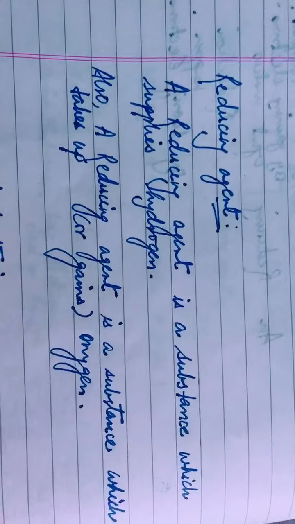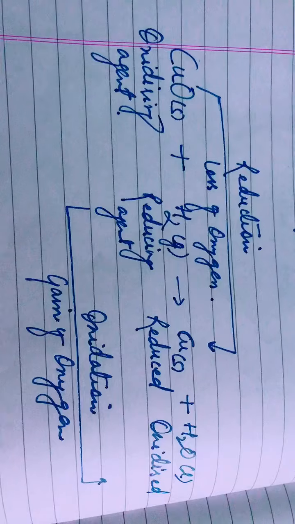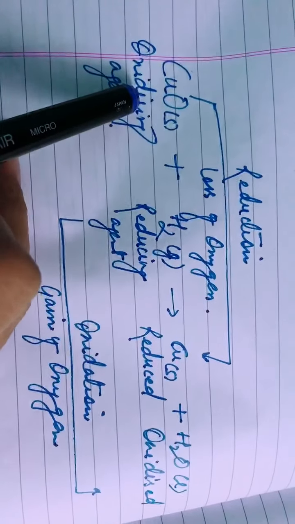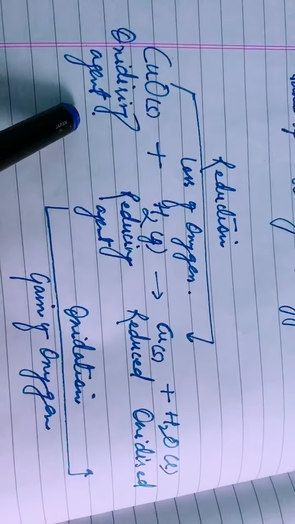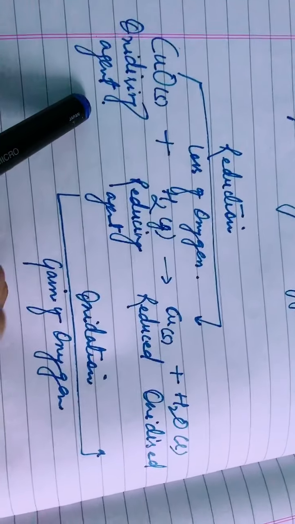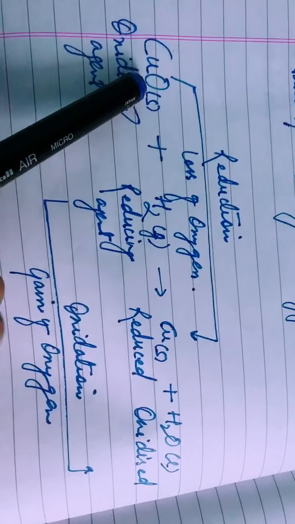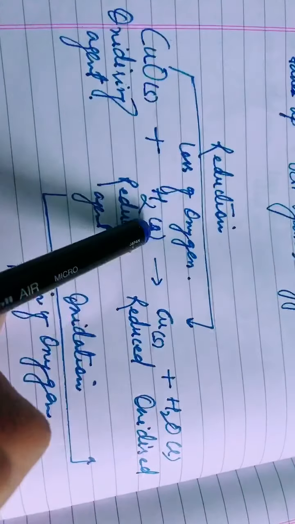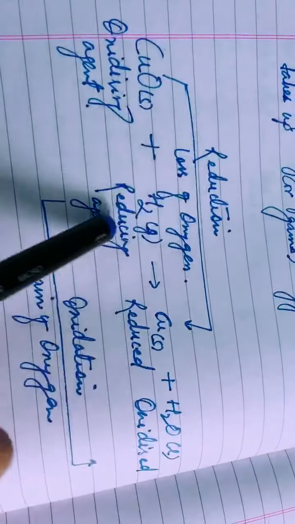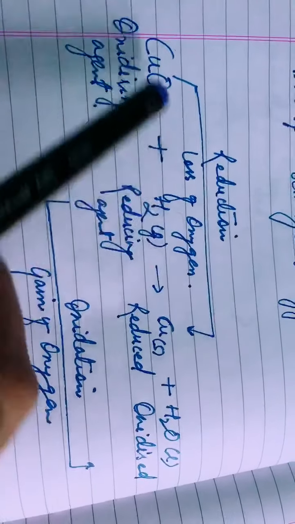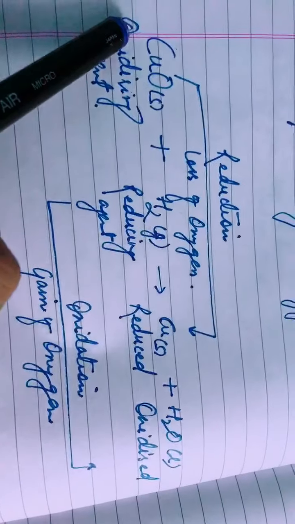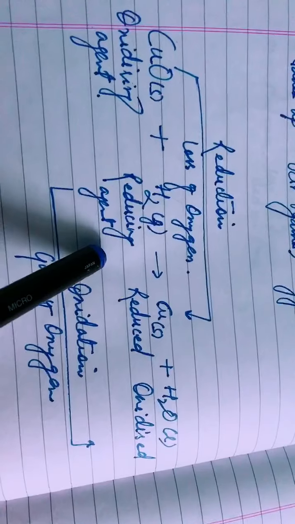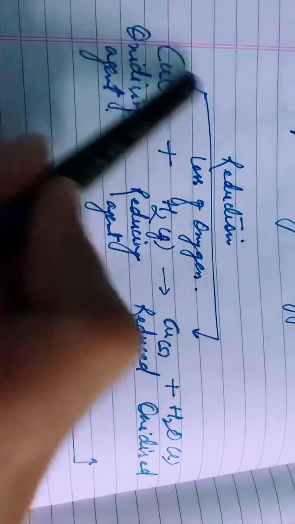So I will show you with the help of an example. This is the example in front of you, students. See here, I have written copper oxide is an oxidizing agent. Why have I written that? Because copper oxide will lose its oxygen. After losing its oxygen, to whom will it give? It will give oxygen to the hydrogen, and when hydrogen receives oxygen from copper, it will become a reducing agent because it has taken oxygen.